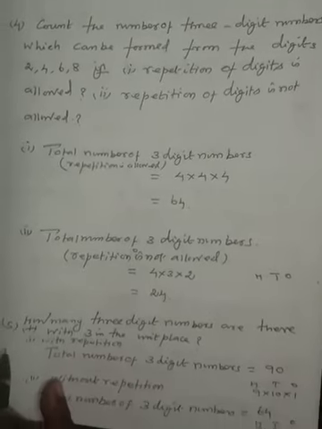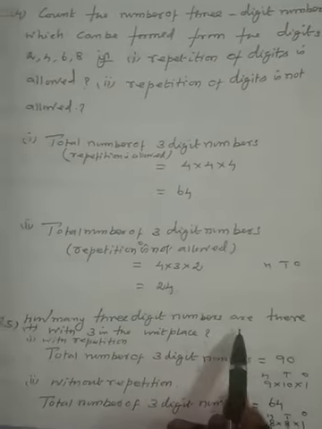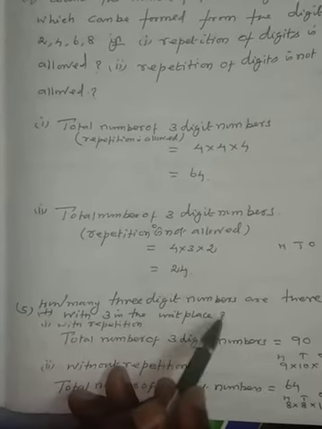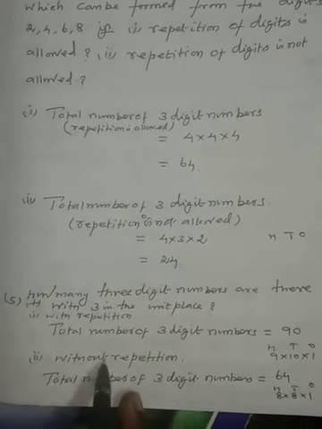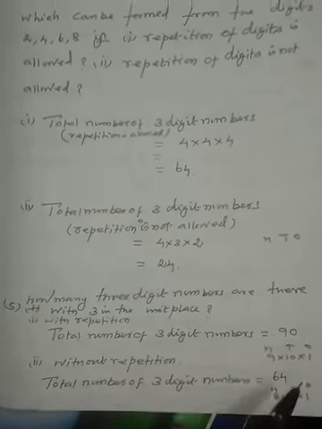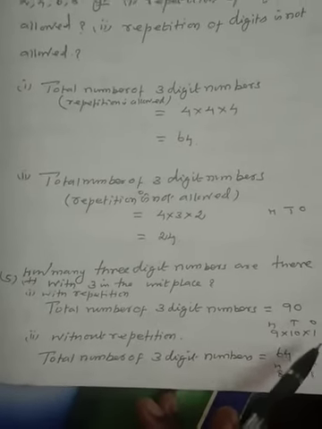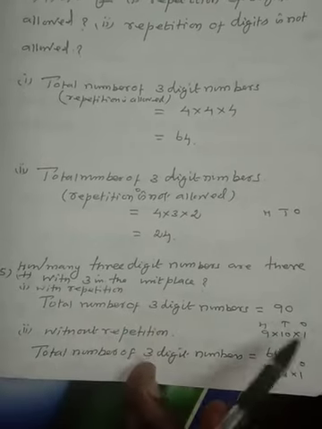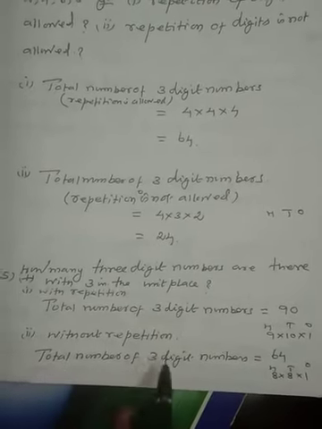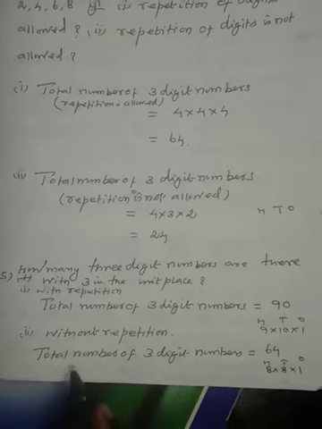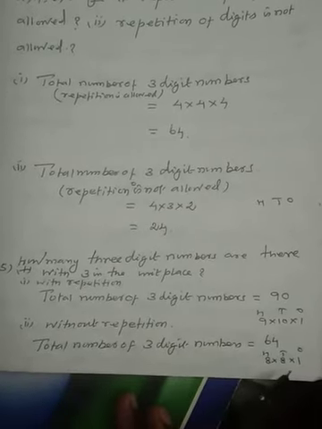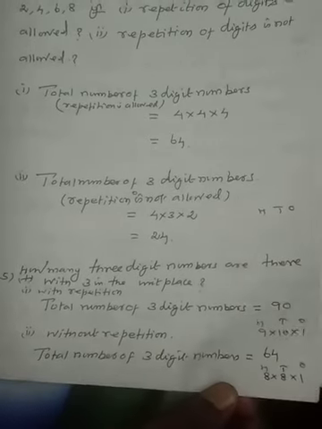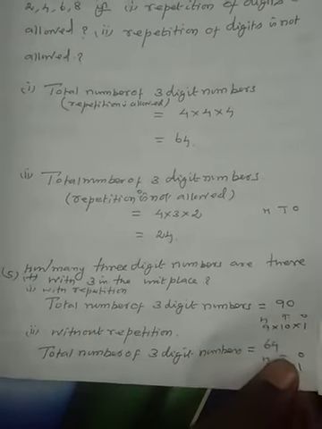Sum number 5. How many 3-digit numbers are there with 3 in the unit place? Total number of 3-digit numbers is equal to 90, using the digit 3 in the unit place. Without repetition, we get total number of 3-digit numbers equal to 64. The reason is 9 minus 1 is 8, 8 into 8 into first digit is 1.